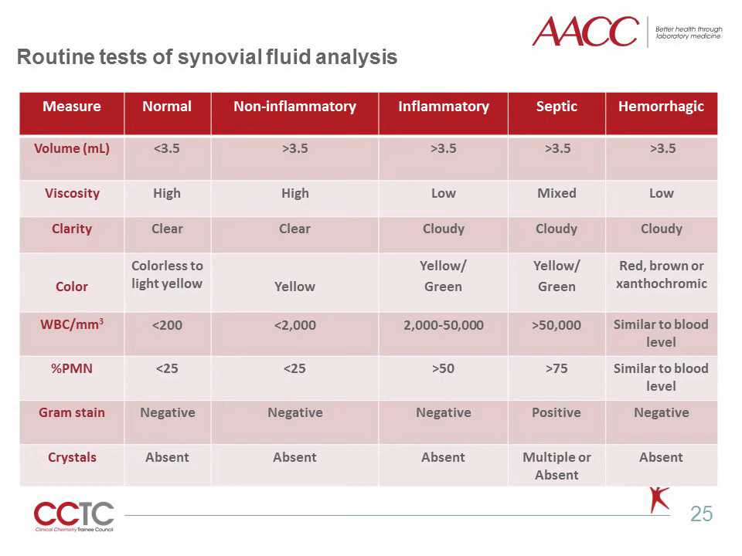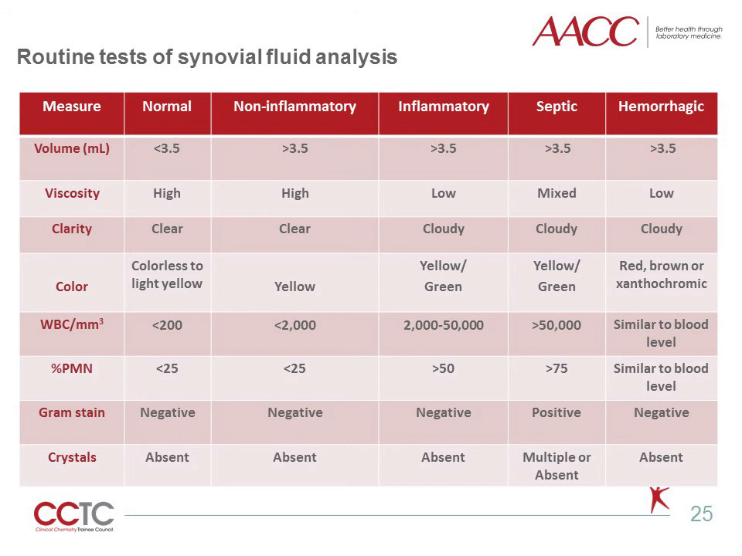Normal fluid is less than 3.5 ml volume, highly viscous, clear, and colorless to light yellow. Non-inflammatory fluid is more than 3.5 ml volume, highly viscous, clear, and yellow. Inflammatory and septic fluids are cloudy and yellow or green. Hemorrhagic fluid is cloudy with low viscosity and red, brown, or xanthochromic.